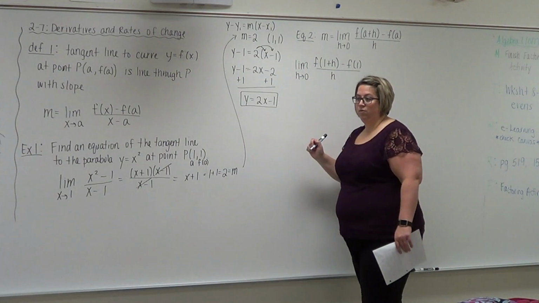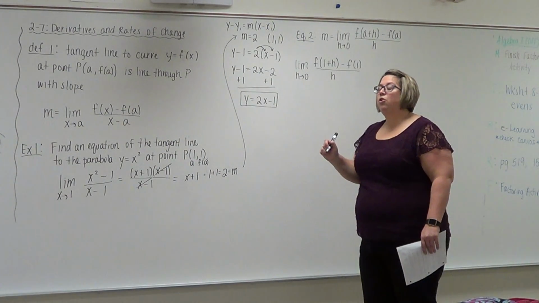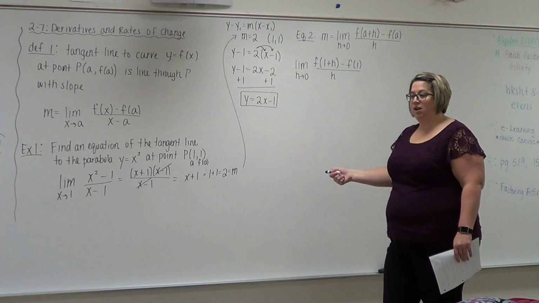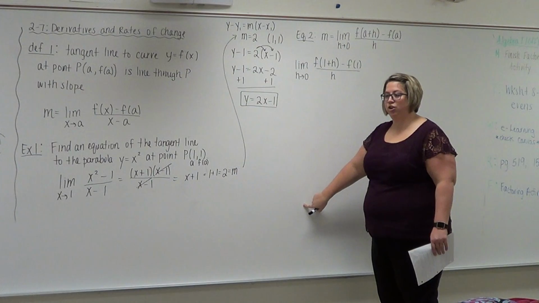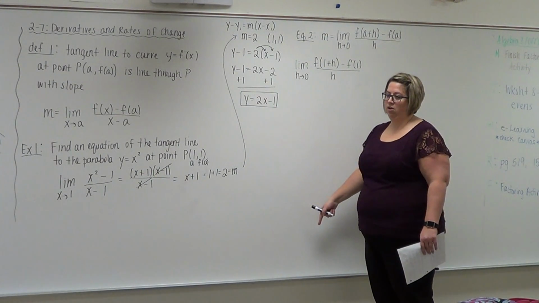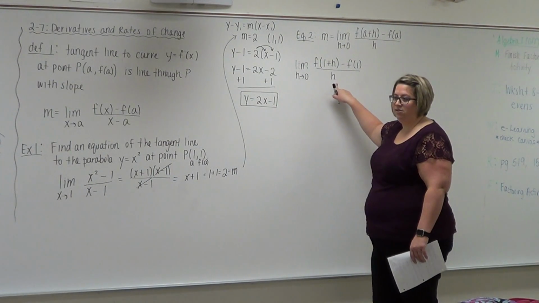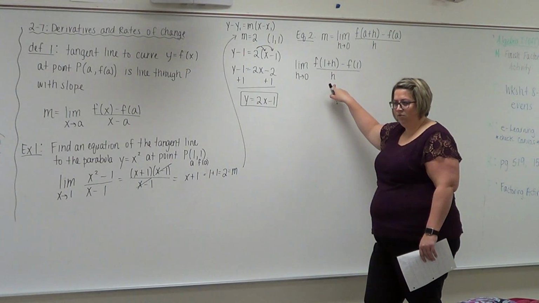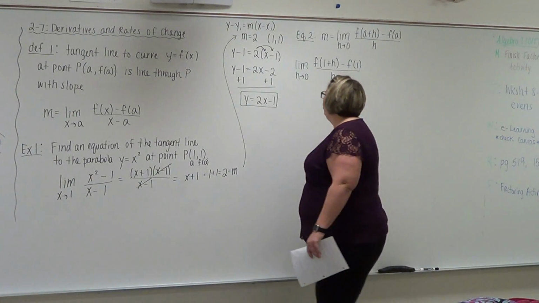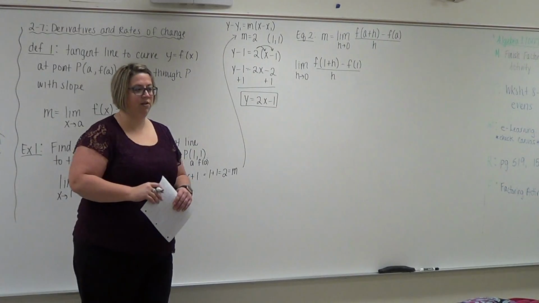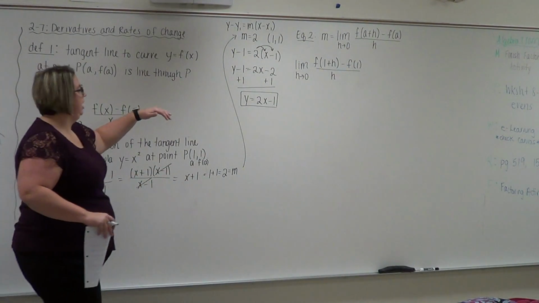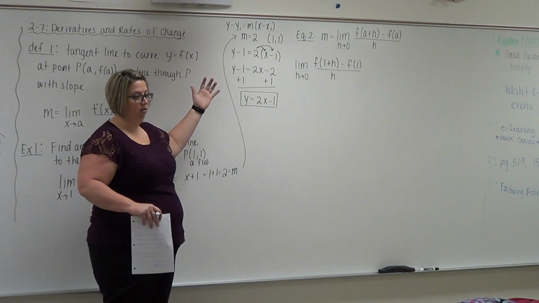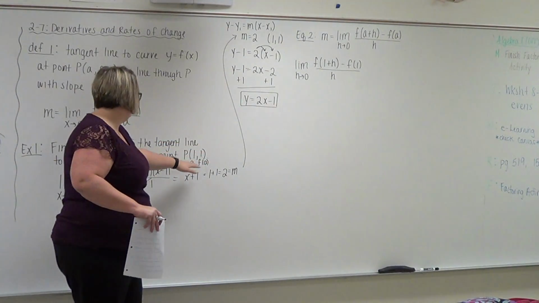Are they going to give you the a? They'll either give you a point or they'll say find it at a. And then this will always be as h goes to 0, so at the end you're going to get rid of all your h's because you'll put it in. We just can't plug it in now because you can't divide by 0. Does that make sense? Okay, are you with me so far? I haven't even plugged anything in. I'm just saying we already knew a was 1, because we know this point.